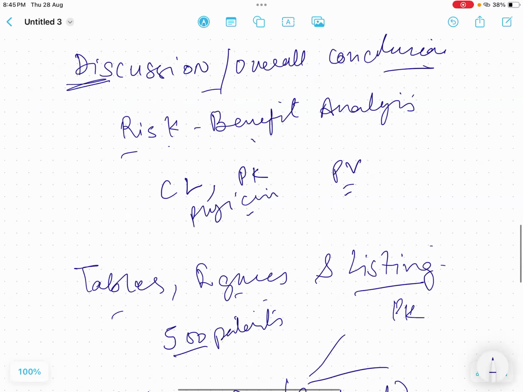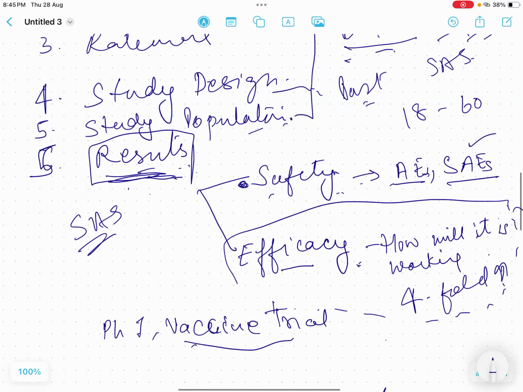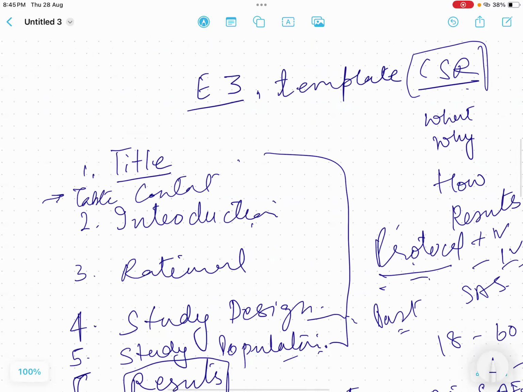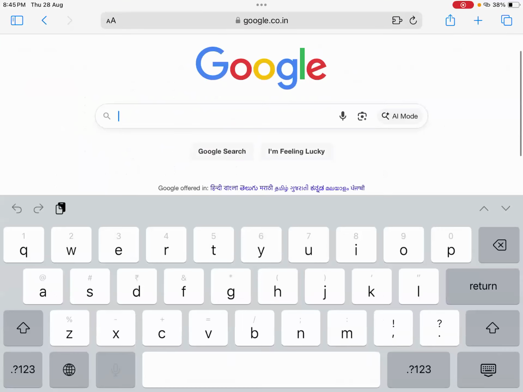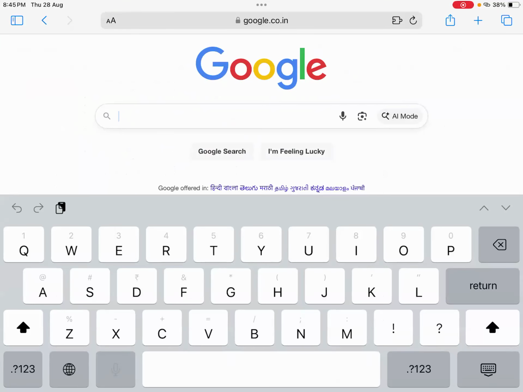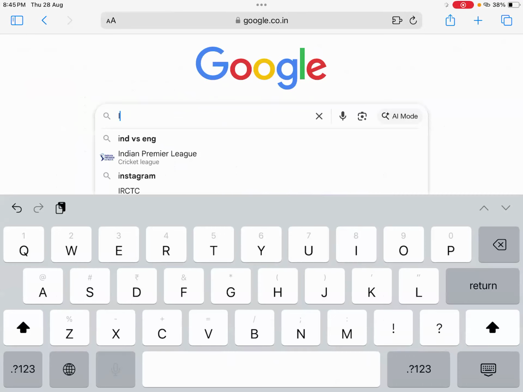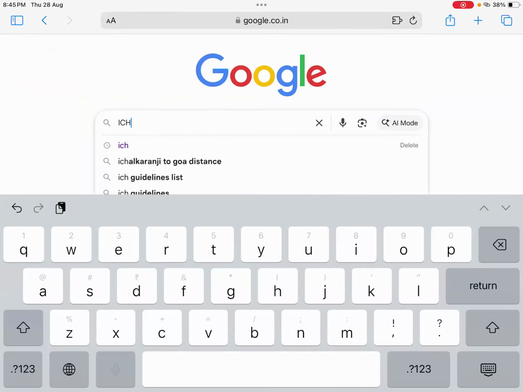So that's about the clinical study report. It's an important document. I'm just trying to see if I can show you that you can also download the template and learn more. The idea is to learn more. So ICH, type here ICH, right?